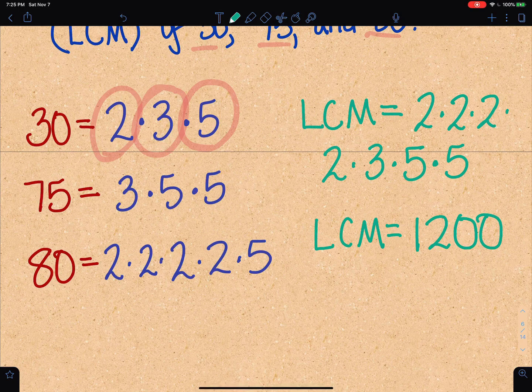So what does 1200 mean? 1200 is the smallest number that is evenly divided by all of these numbers: 30, 75, 80. That means 80 goes into 1200 evenly. 75 goes into 1200 evenly. 30 goes into 1200 evenly. And there is not a smaller number that can be evenly divided by all of those. This is the smallest. So that's the LCM.